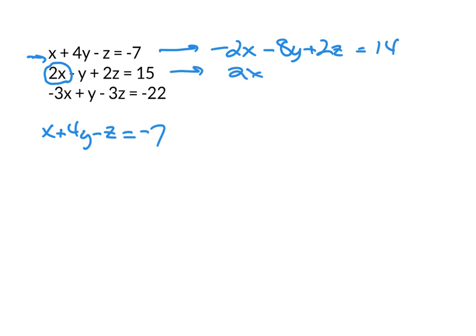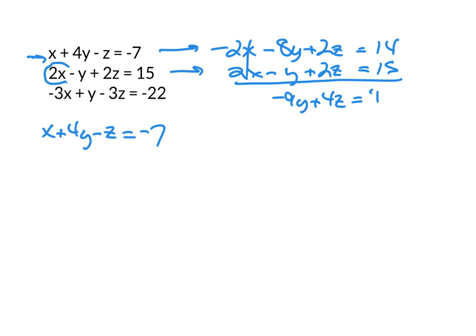You can already tell what's going to happen. The 2x is going to disappear, which is what I wanted to happen. So if I add those, that's gone. I get -9y plus 4z is 29. And what that is right there, that represents my new second equation. So it's -9y plus 4z is 29.